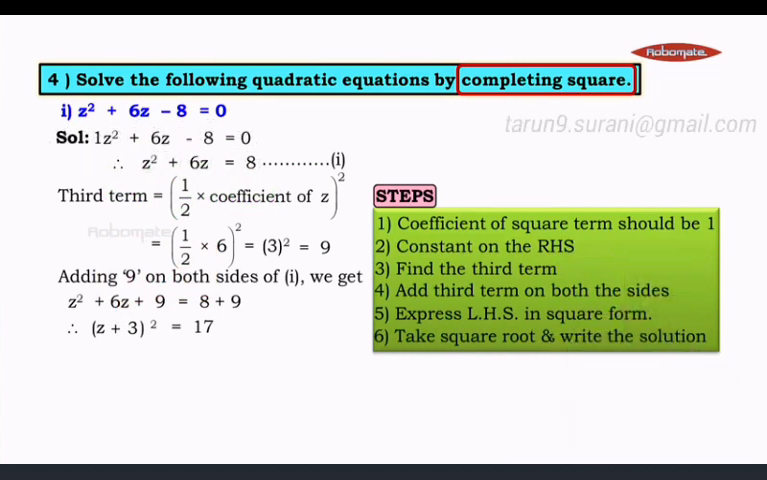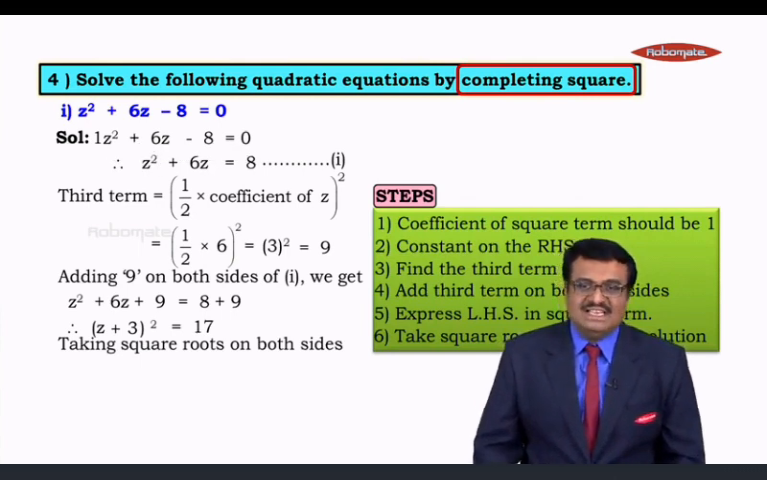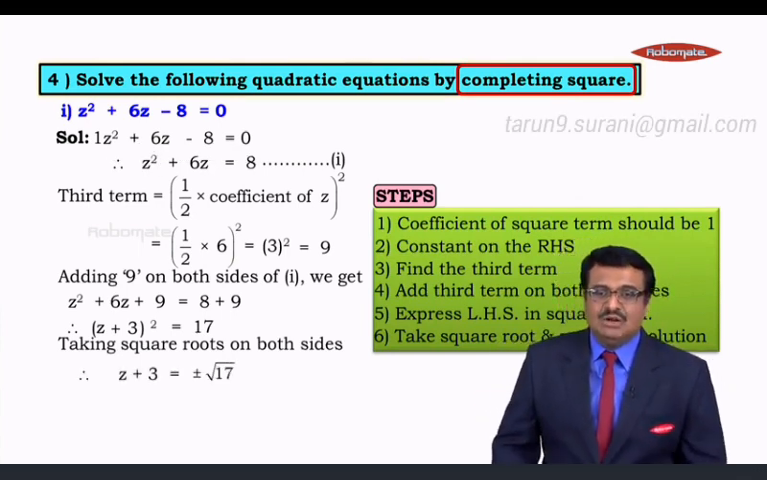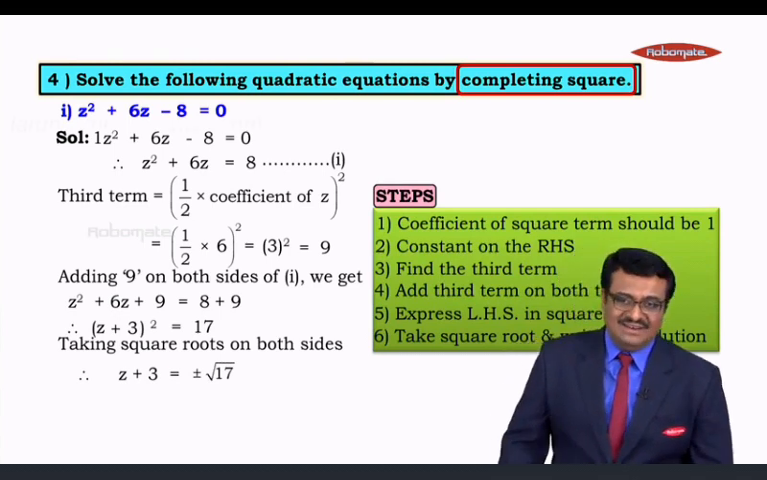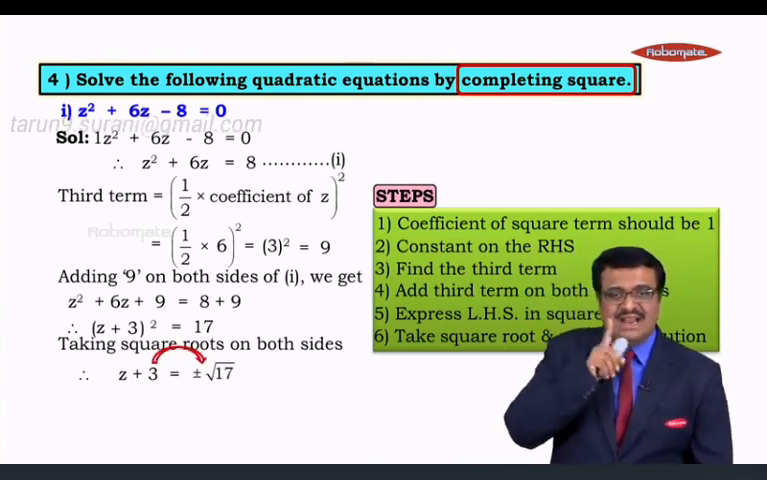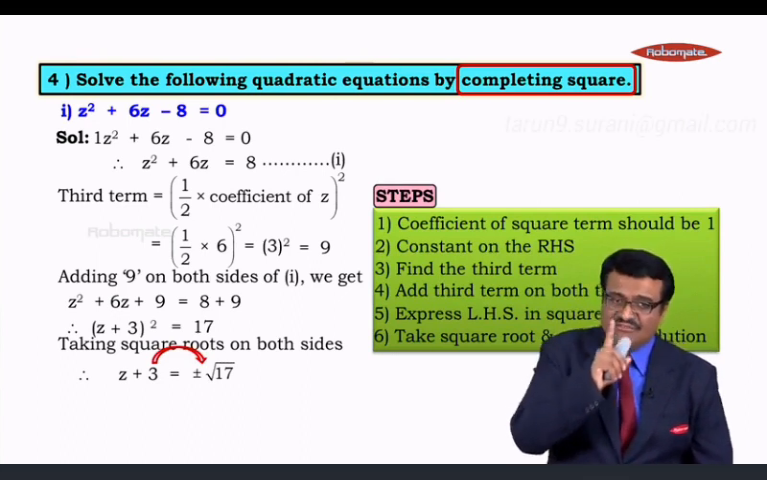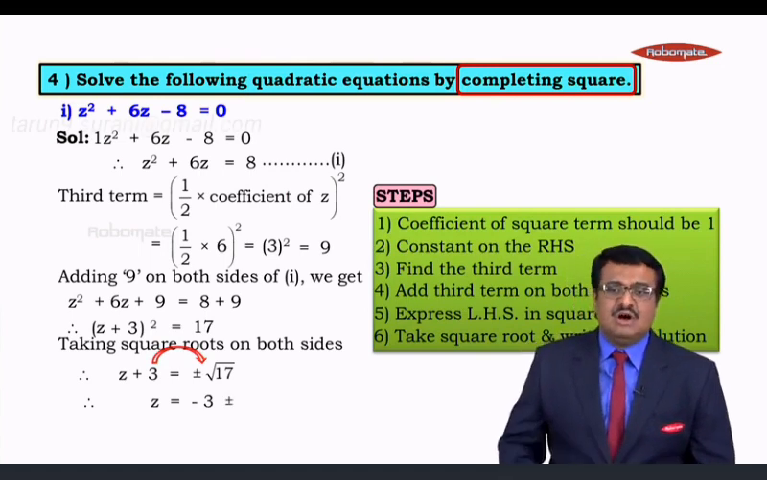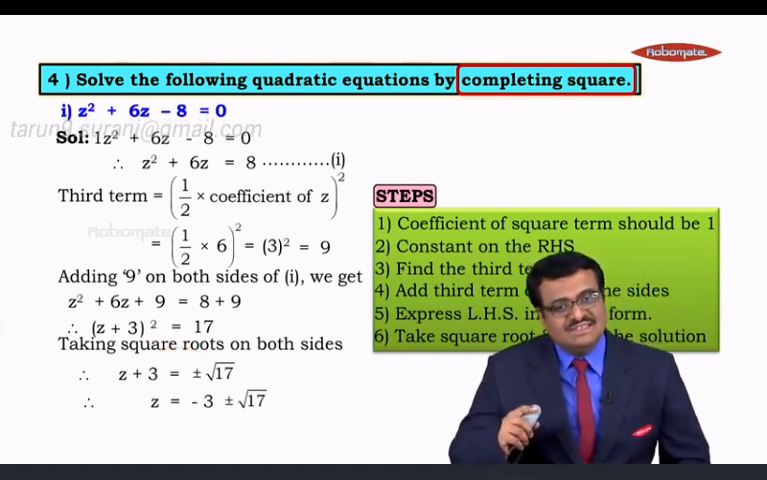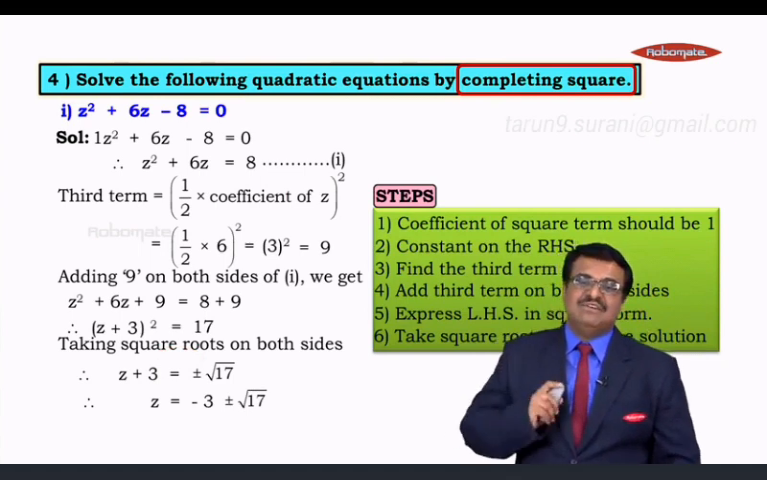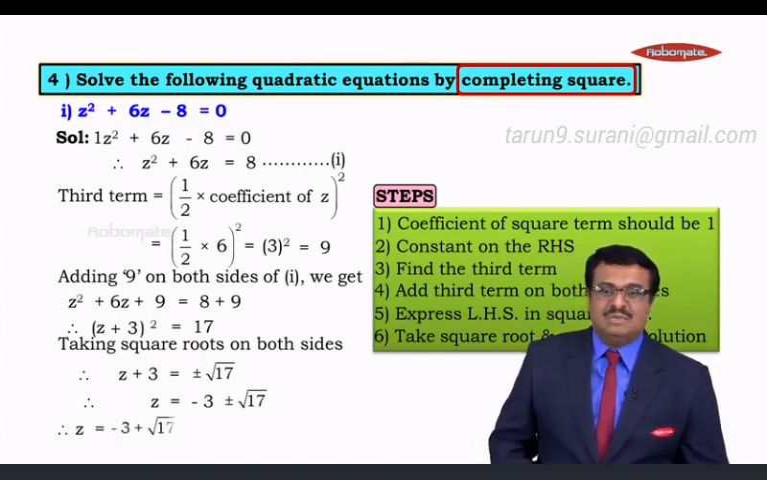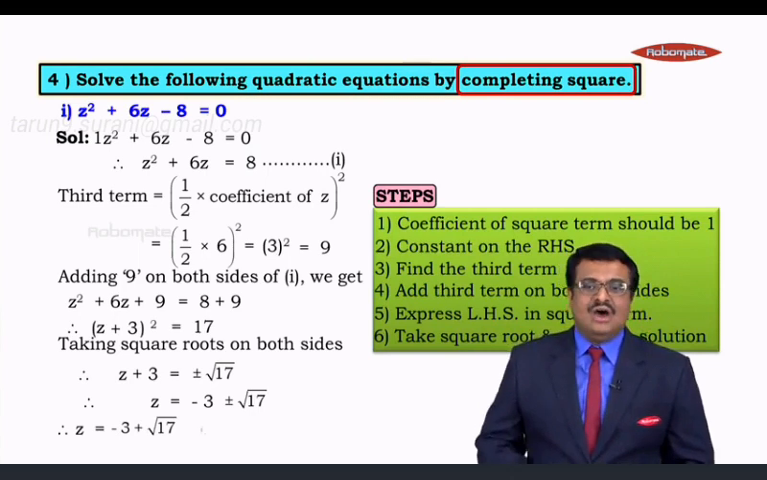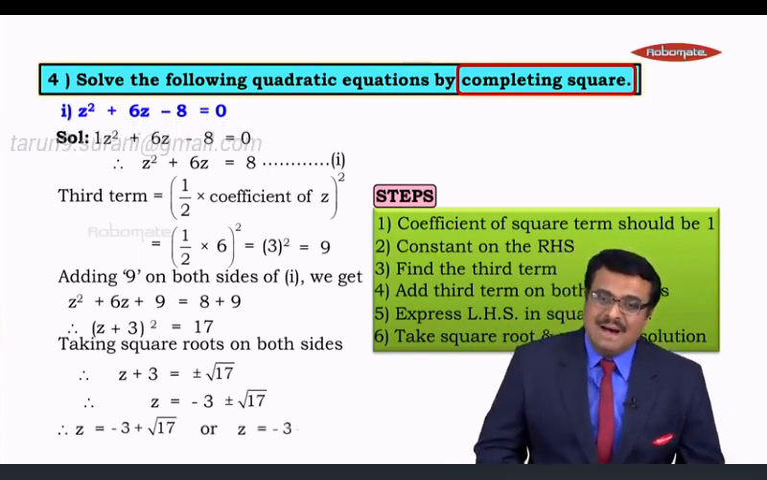Now we want to find z. Solve means we want to get the value of z, and z is inside the square. To bring it out, we will take square roots on both sides. So when we take square roots on both the sides, we get z plus 3 is equal to plus or minus root of 17. Now send this 3 to the right side, and whatever goes from the left to the right will be written first. So z is equal to plus 3 goes to the right as minus 3, plus or minus root 17. One value of z will be with the plus sign, the other value of z will be with the minus sign. So we get z is equal to minus 3 plus root 17, or z is equal to minus 3 minus root 17.